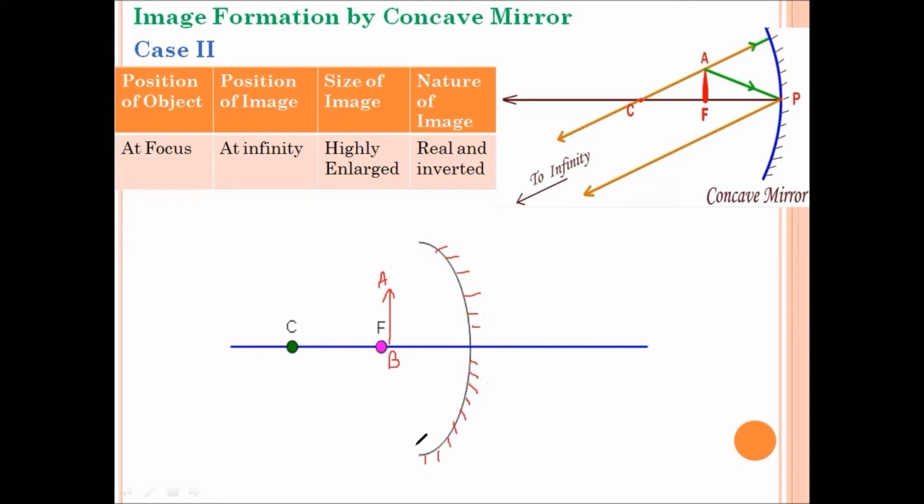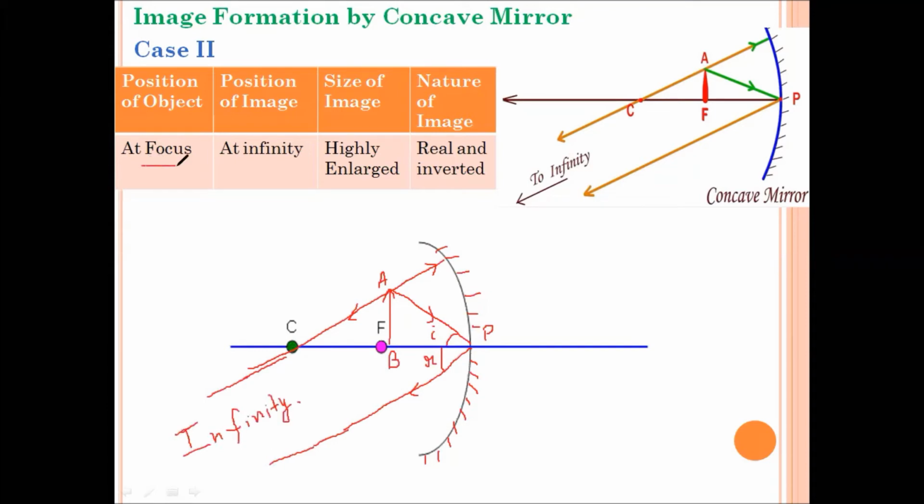We will use here rule number 3 and rule number 4. The ray which passes from the center of curvature will retrace its path, and the ray which falls at the pole of the concave mirror at an angle i will be reflected with angle r. Angle i equals angle r. We find that these two rays will not meet. These two rays are parallel, and we know parallel rays will meet at infinity.